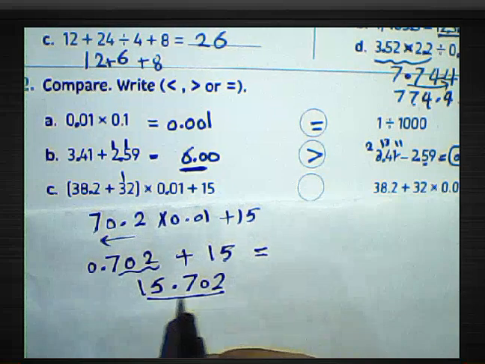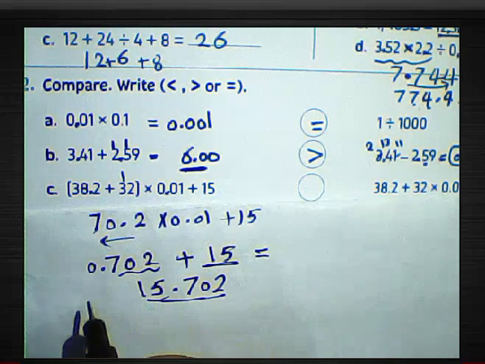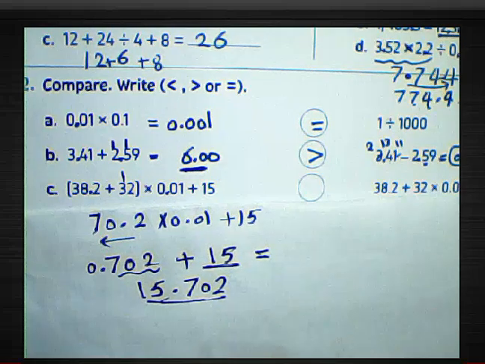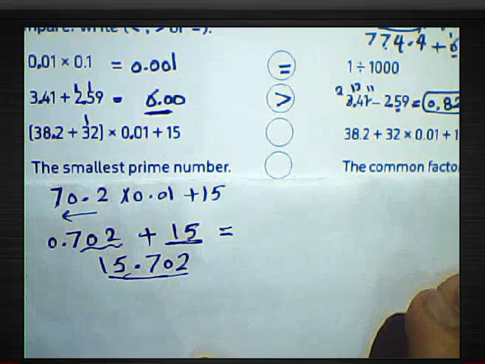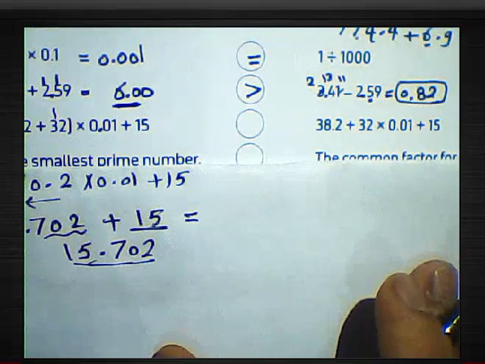Why do we do that? Because we have a whole number and a decimal number, and we can add them. It's easy for you, okay? Okay, look with me at this operation here.